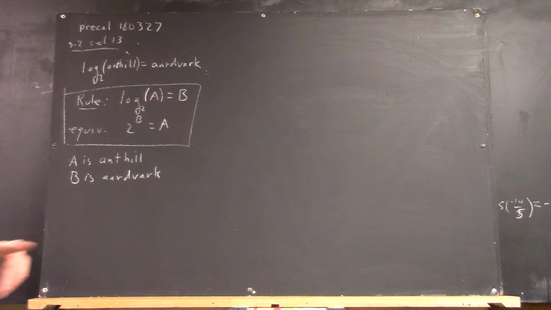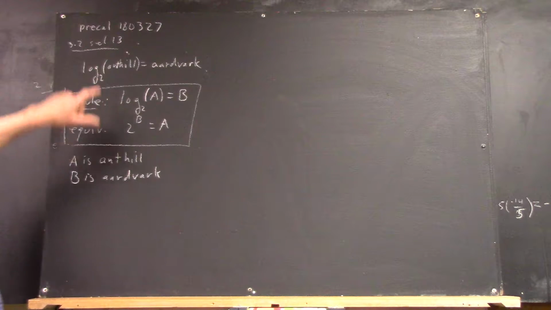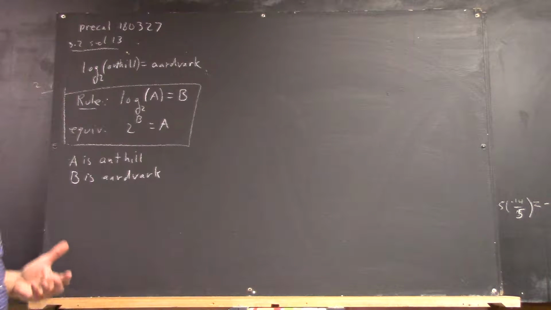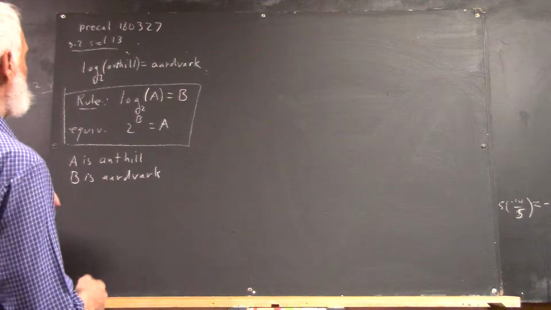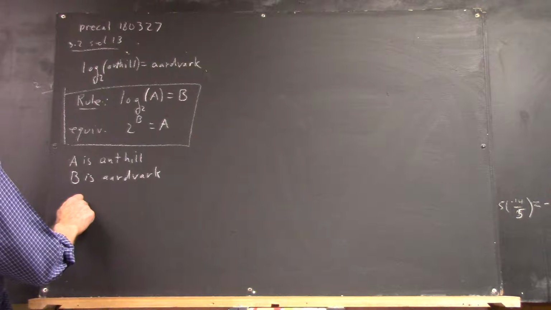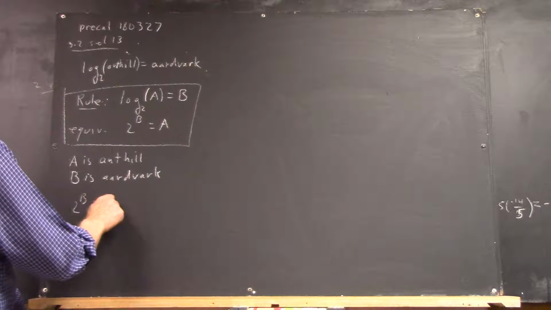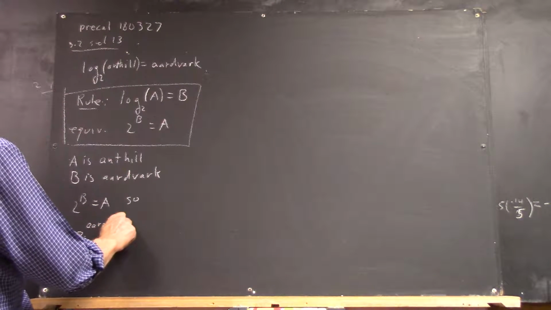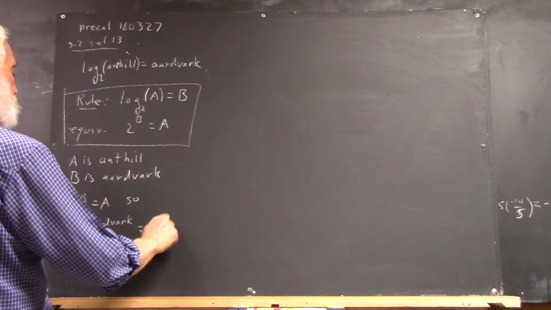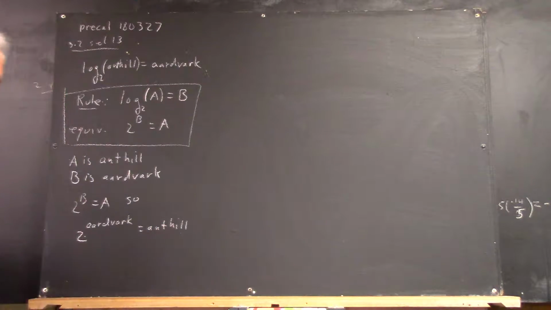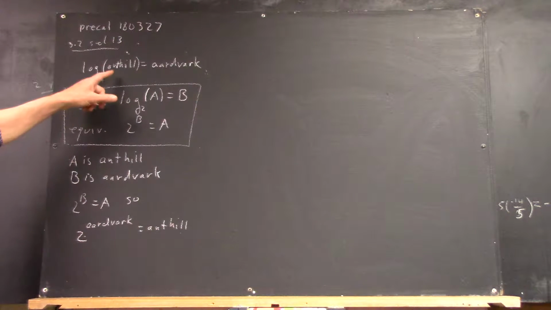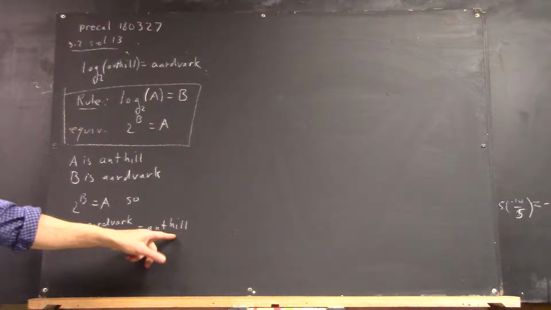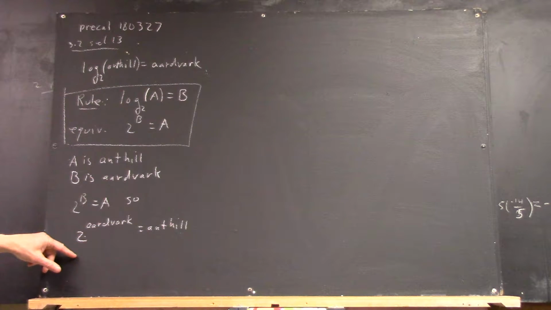Actually, it kind of just goes one way. But not symbiotic. Log and exponential functions go two ways, unlike aardvarks and anthills. Okay. So A's anthill, B's aardvark. 2 to the B equals A. So 2 to the aardvark equals anthill. So if you don't know anthill, but you do know aardvark, then you can find anthill by raising 2 to the aardvark.